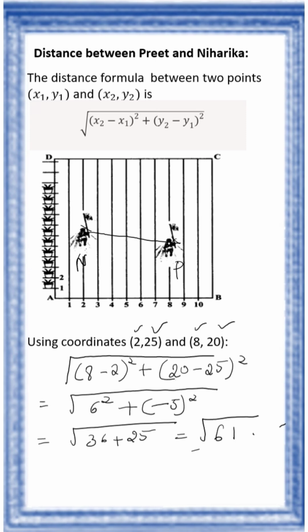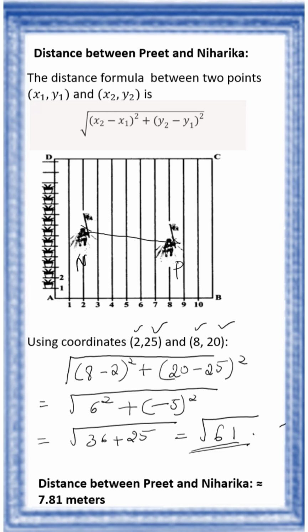So the distance between Preet and Niharika is approximately 7.81 meters. If you take the square root of 61, you will get 7.81 meters.